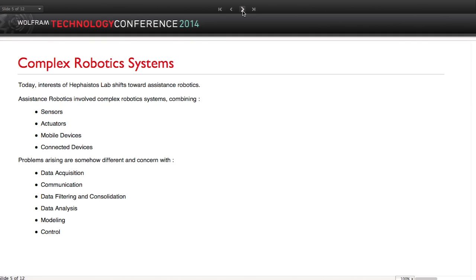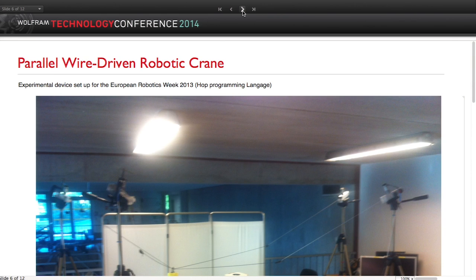So the lab has progressively shifted to assistance robotics, and we are dealing with devices and connected devices. And the problem begins to be different. We are not that much interested in the mechanical or geometrical models. We are much more interested in communication, data acquisition, data analysis, modeling, control, and so on. So, a few examples.